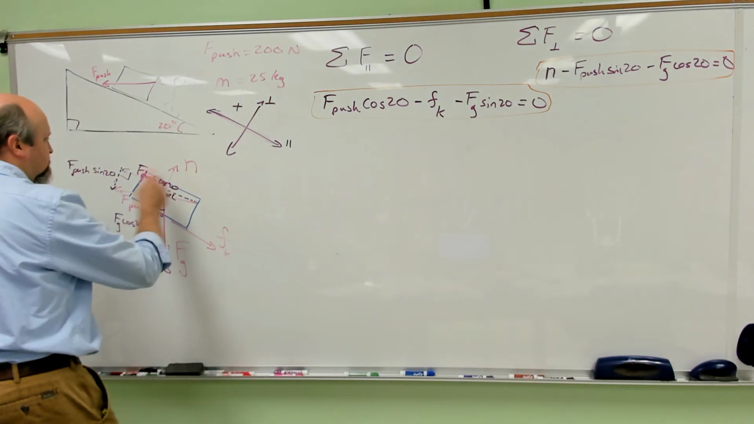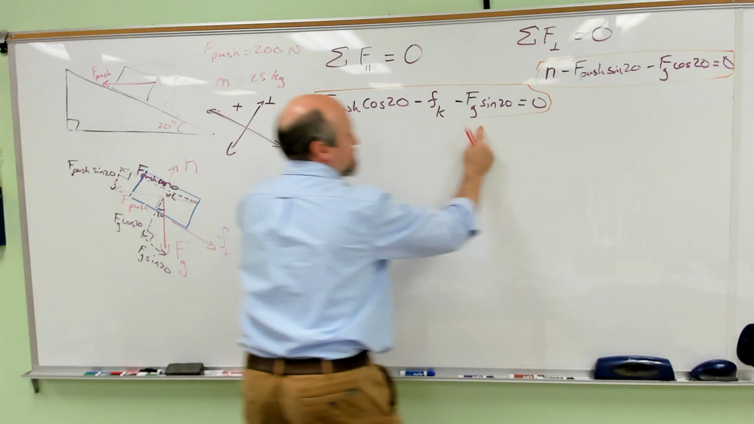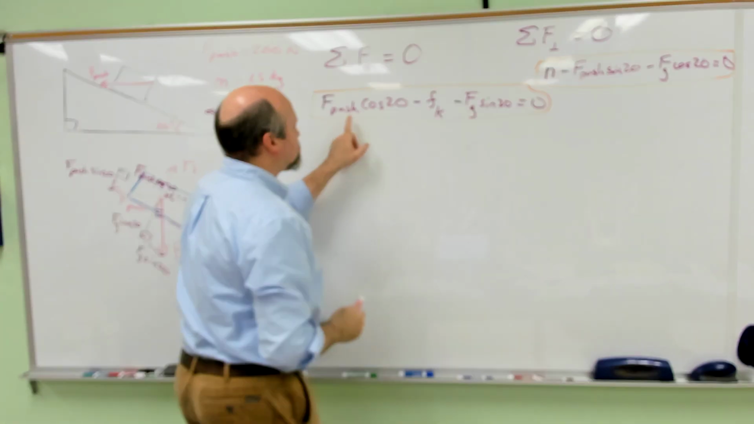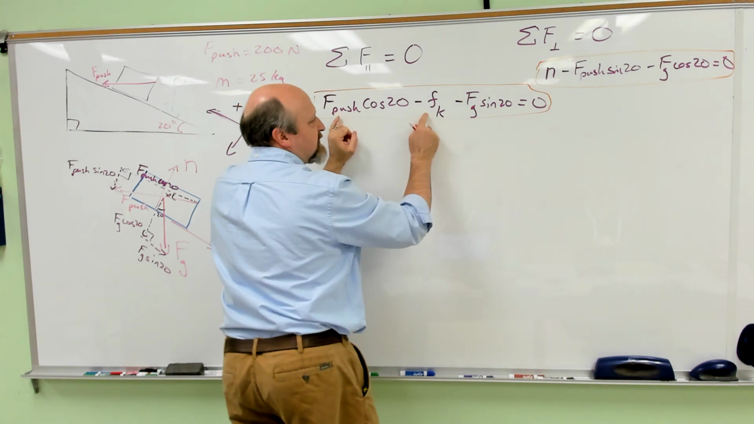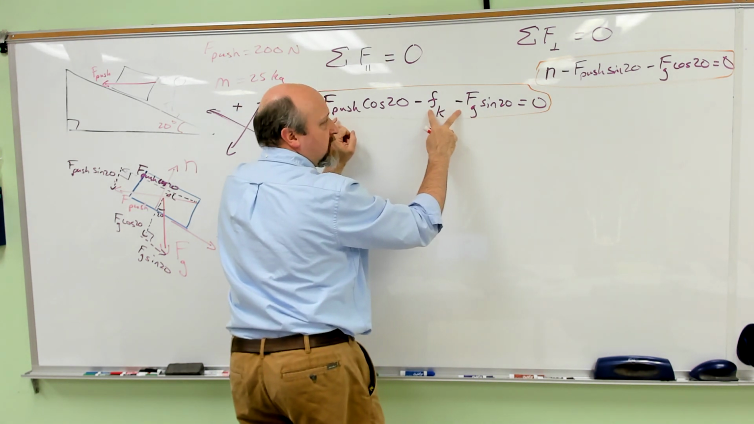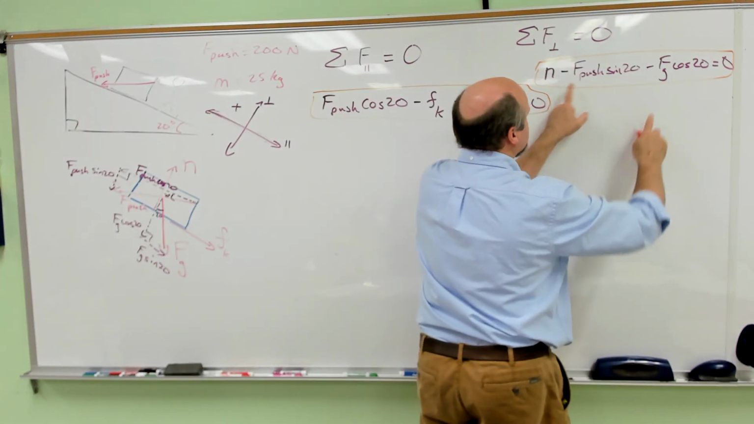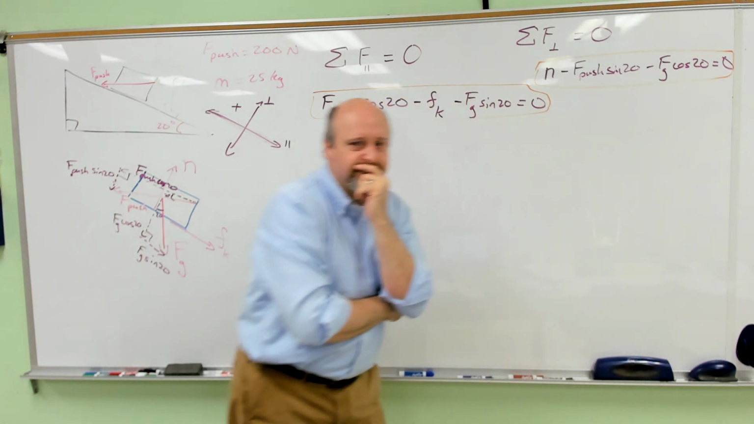Do we know the sizes of any of these variables? You say, well, yeah, we know force push is 200. But if I know force push, that still leaves me two variables in this equation I don't know. If I know force push is 200, it still leaves me two variables here.